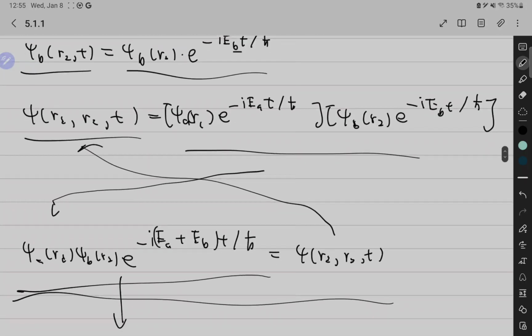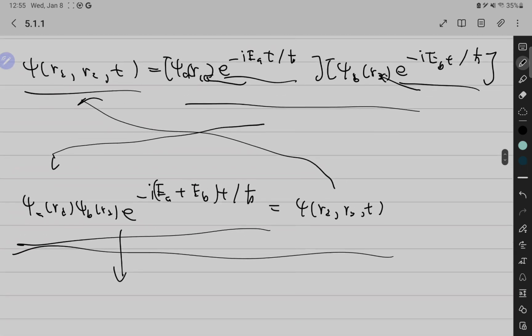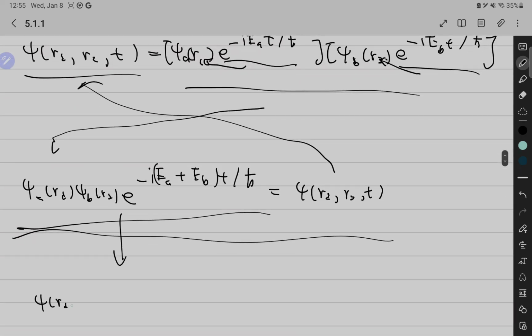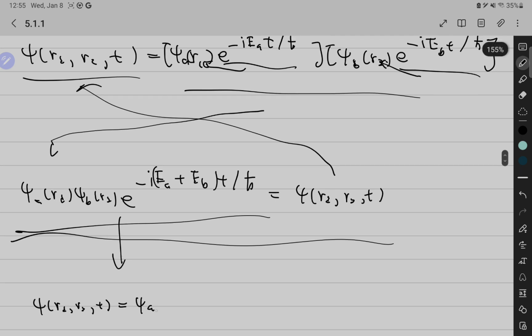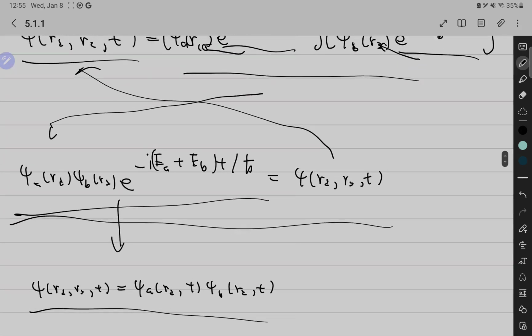So when we revert, we realize that we have a time evolution operator for A, and we have a time evolution operator for B. So reverting would simply be putting a time variable into our spatial solution. So phi(R1, R2, T) is going to be phi A(R1, T) times phi B(R2, T). Right, this is what we have here.